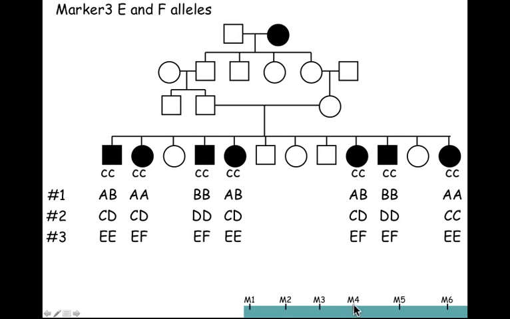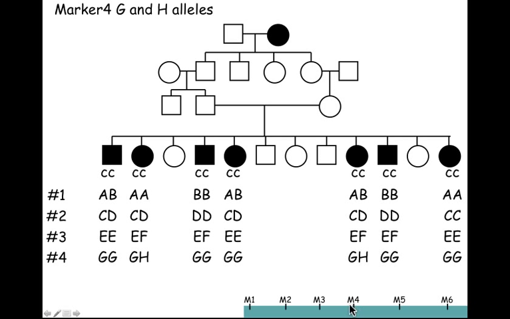So if we keep going over to M4, now linkage is starting to look pretty tight. So given that there are 2 different alleles here, almost everyone who's homozygous for the cystic fibrosis gene is also homozygous for this G allele. So now we're starting to see some linkage. So we know that marker 4 then is getting fairly close to wherever the cystic fibrosis gene is on the chromosome.